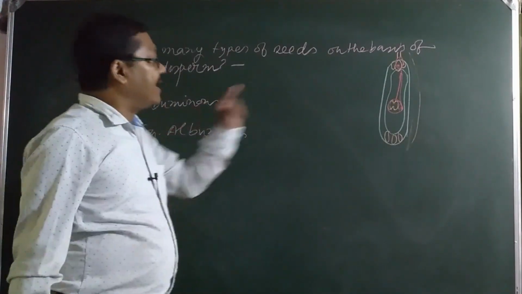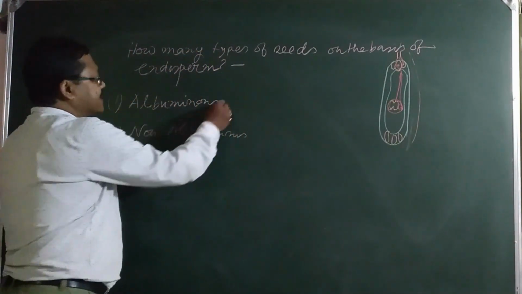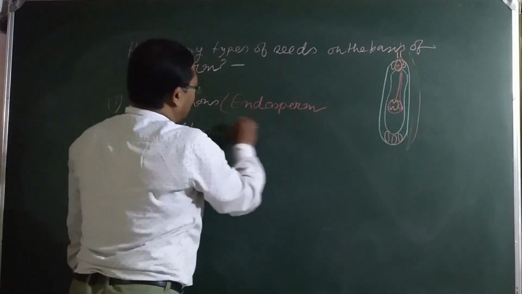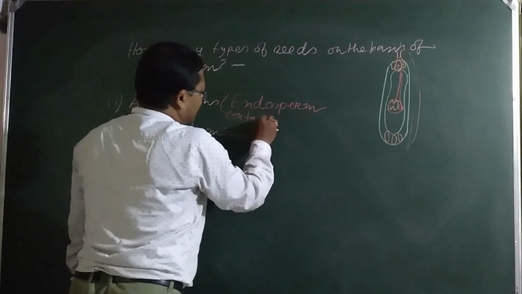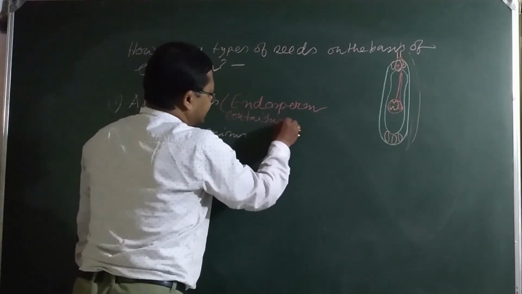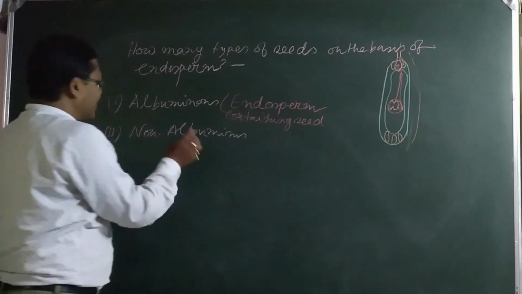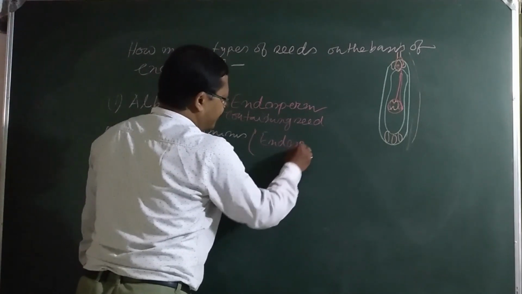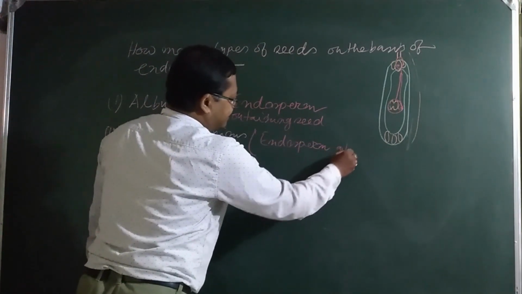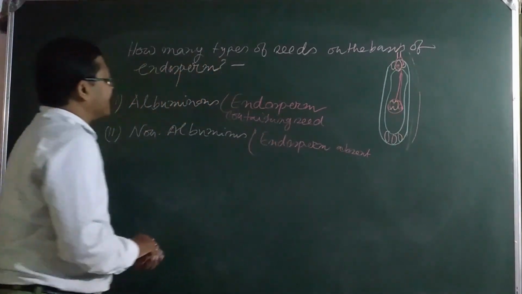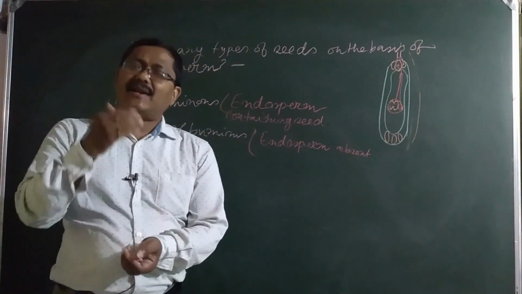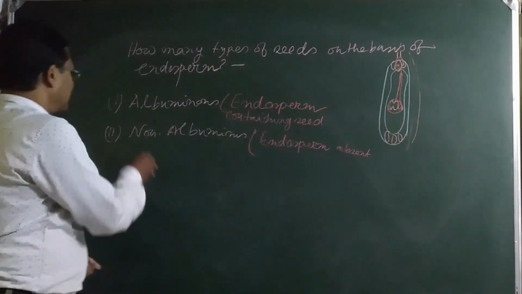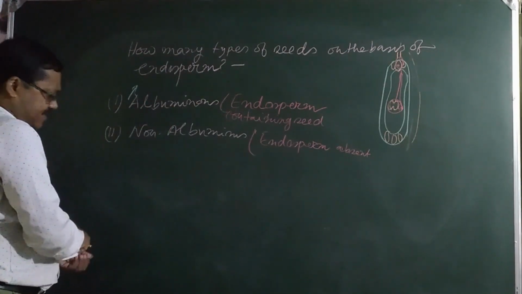So what is the endosperm? Albuminous means endosperm-containing seed, and non-albuminous means the endosperm is absent. For example, an albuminous seed is an endosperm-containing seed. Most of the monocot seeds are albuminous.